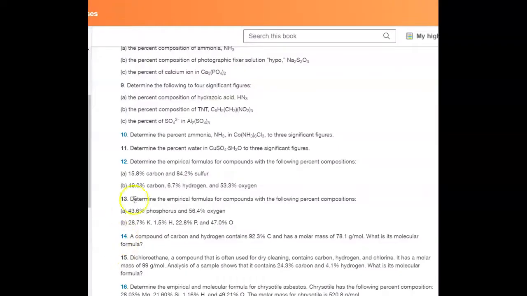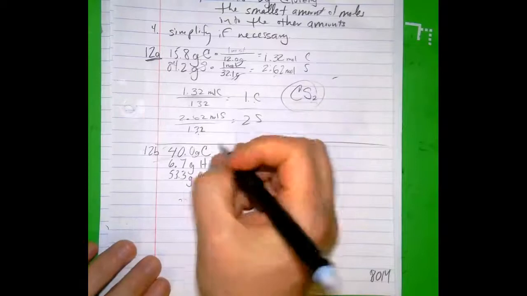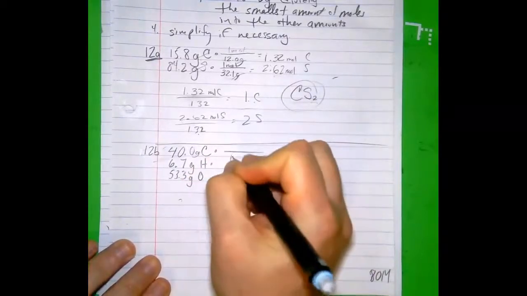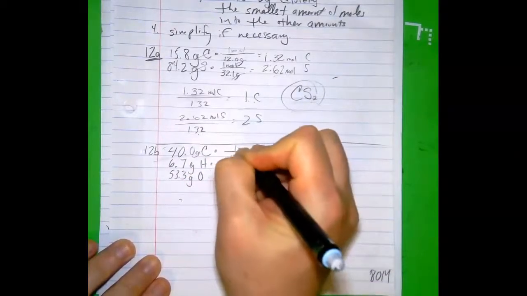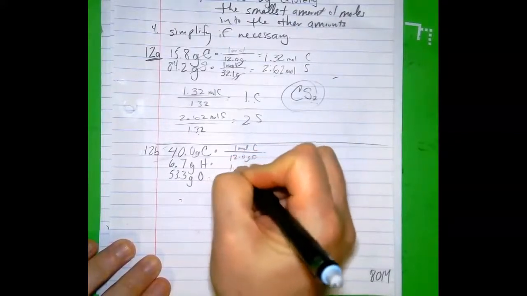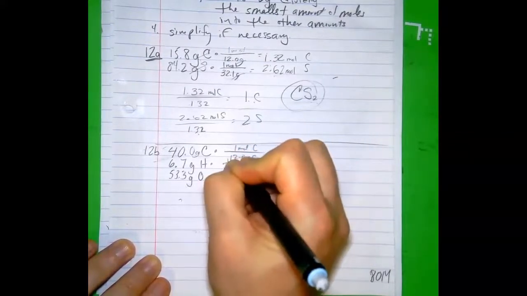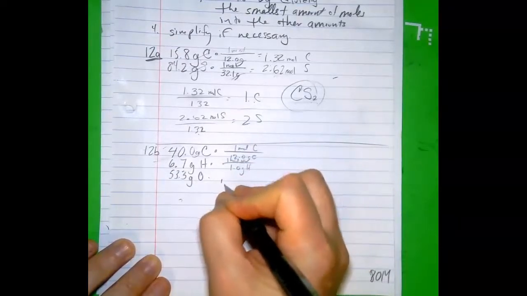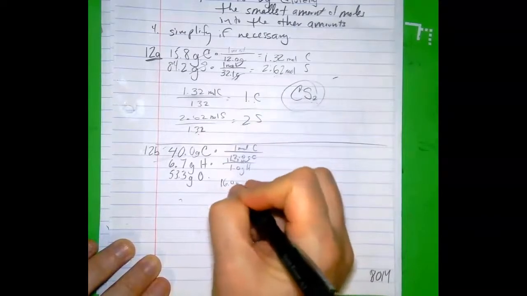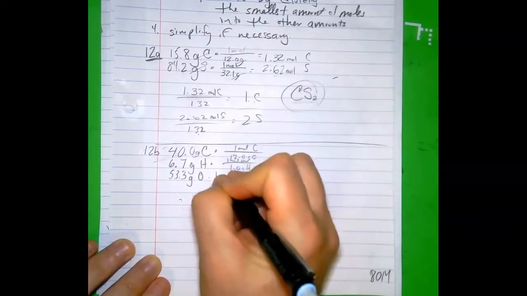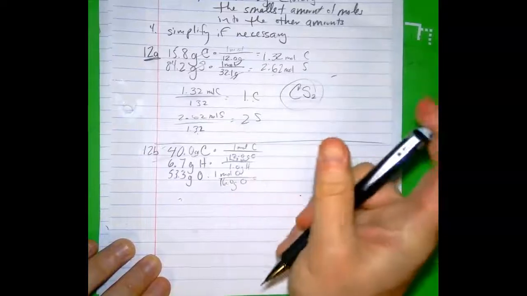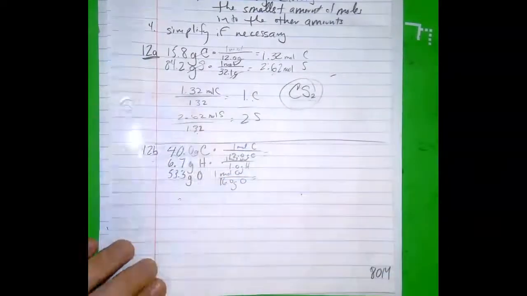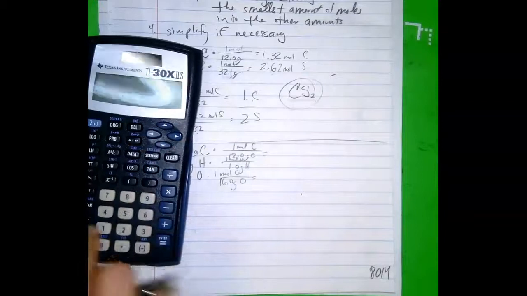Now we're going to look at 12B, which is 40% carbon, 6.7% hydrogen, and 53.3% oxygen. I just converted those all to grams. I go to the periodic table. I know that there's 12.0 grams of carbon for every 1 mole of carbon. I know that there's 1.0 grams of hydrogen for every 1 mole of hydrogen. It's getting a little crowded. I know that there's 16.0 grams of oxygen for every 1 mole of oxygen. So I'm going to do 40 divided by 12. My calculator here.